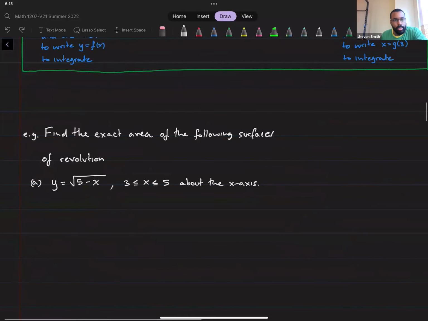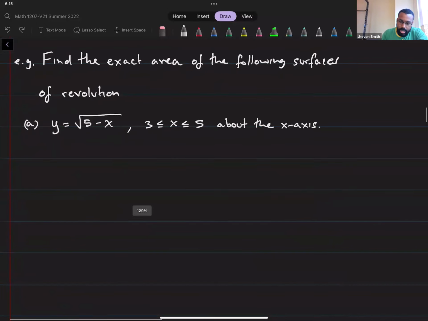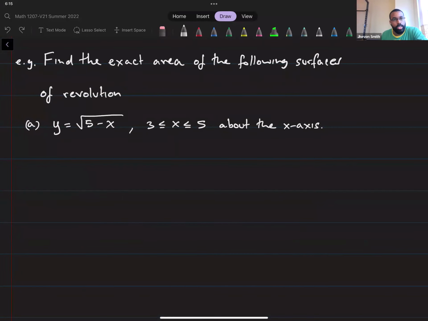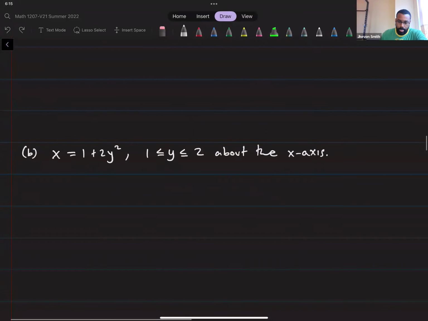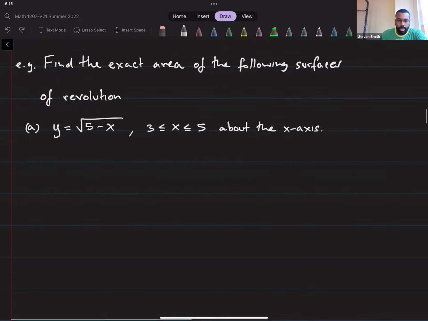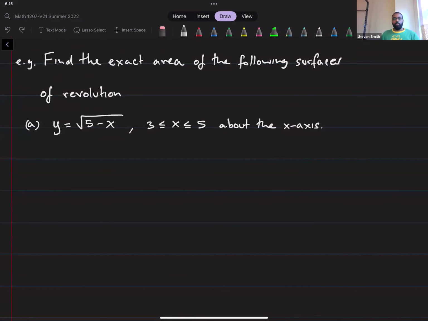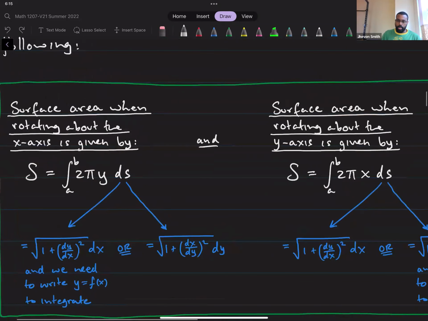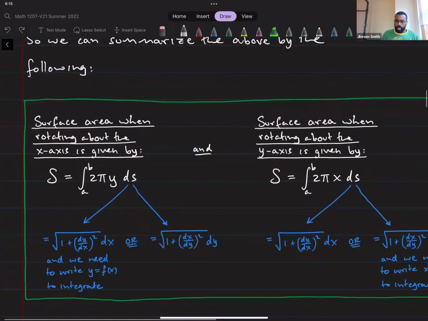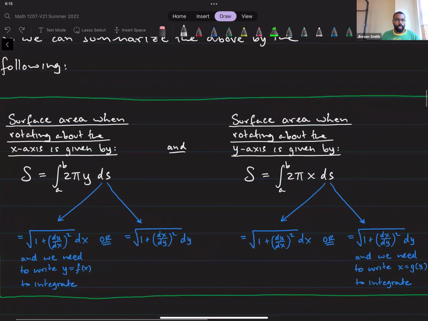Let's actually do some examples. So let's say we need to find the exact area of the following surfaces of revolution. I have two examples here that I want to go through, but we're going to be using these formulas right here. So you can pause, take a screenshot of that or whatever, because we're going to be using it.